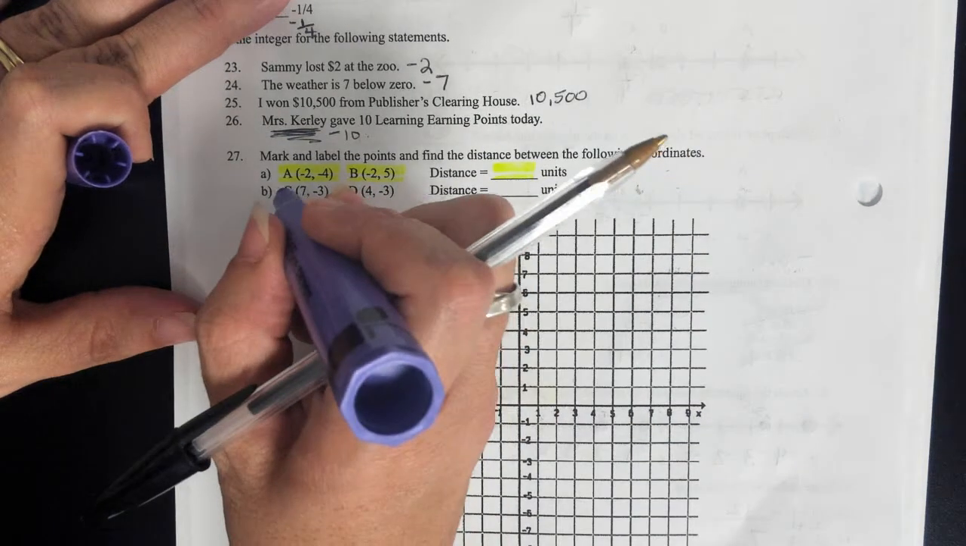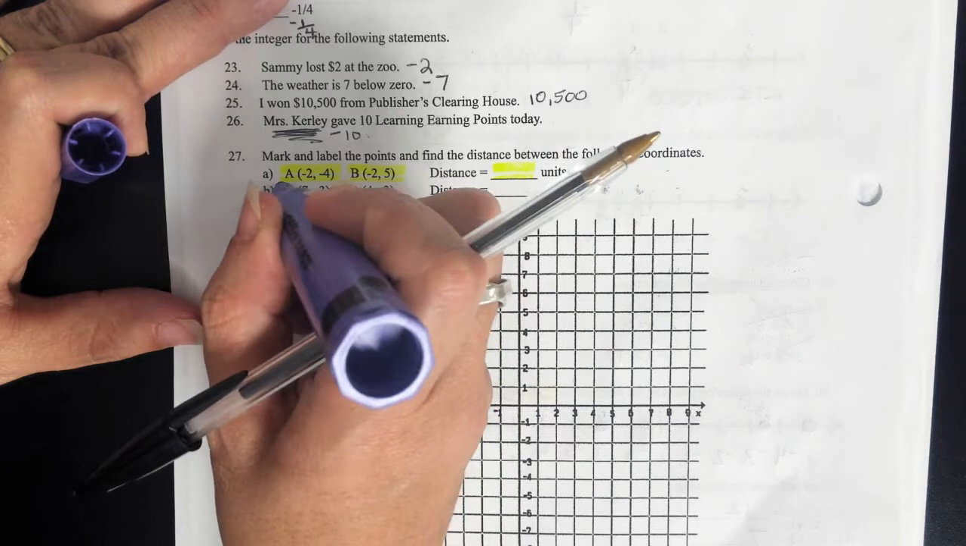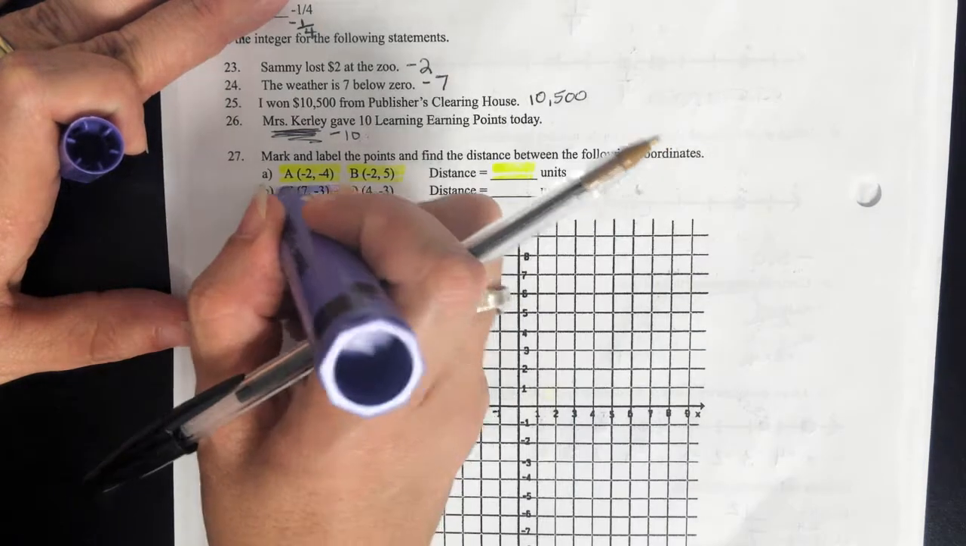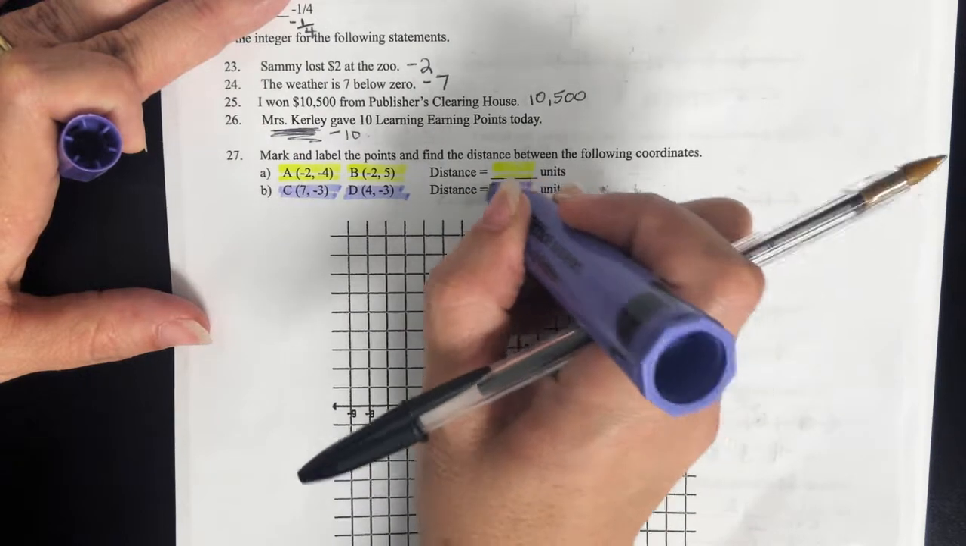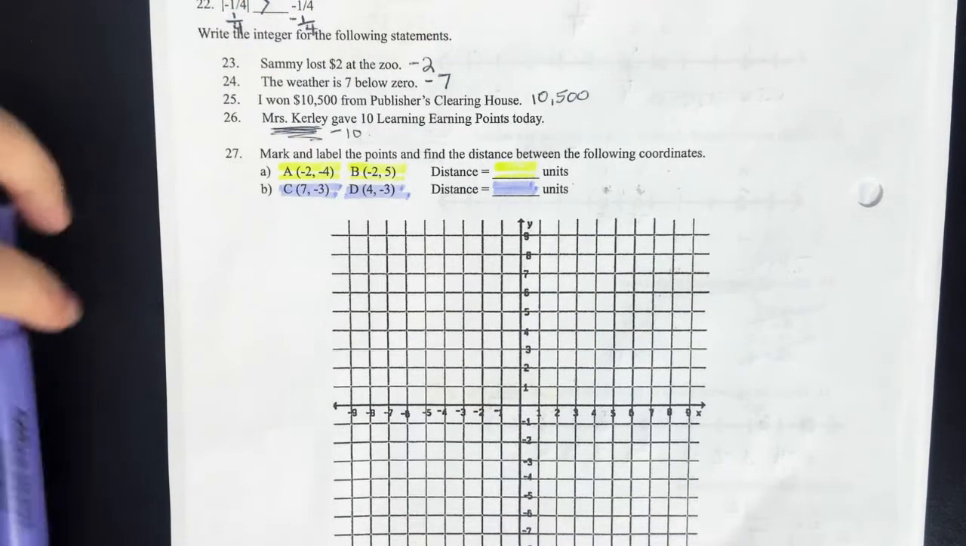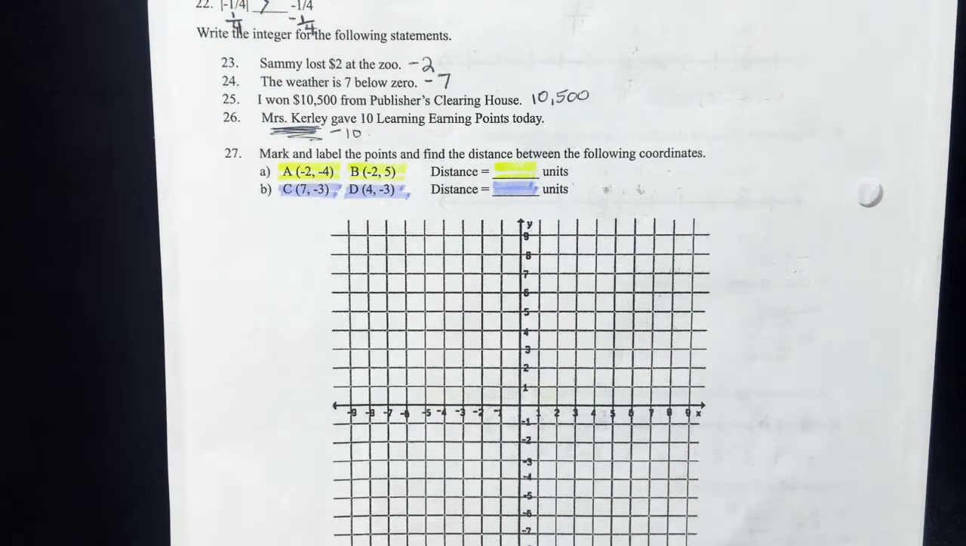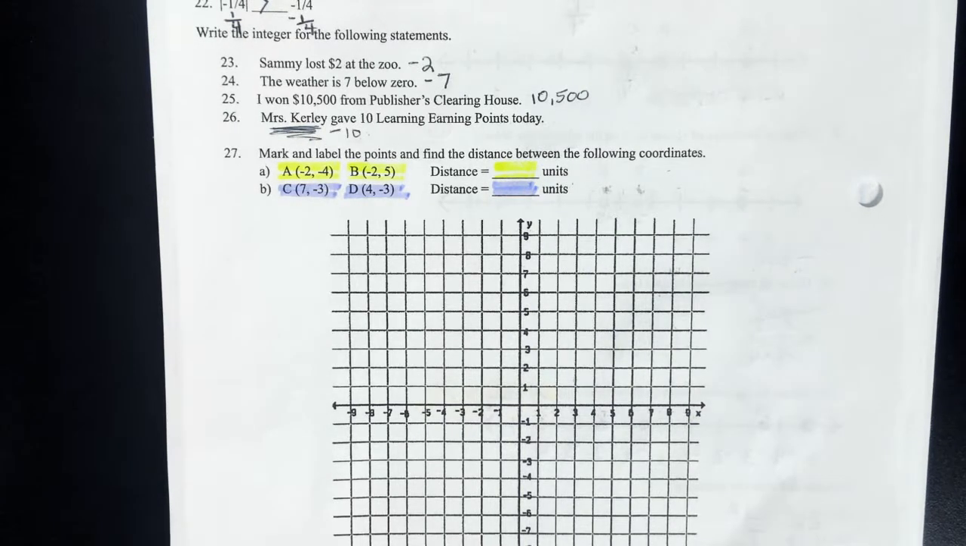It's going to be a minute. Then you're going to do B, do C, graph the D, and then do the distance. No, you don't even need Roman numerals in this part. You're just graphing. I'll give you a second.